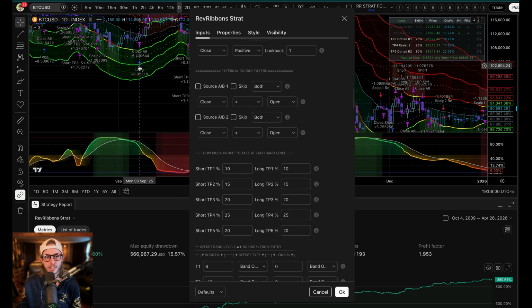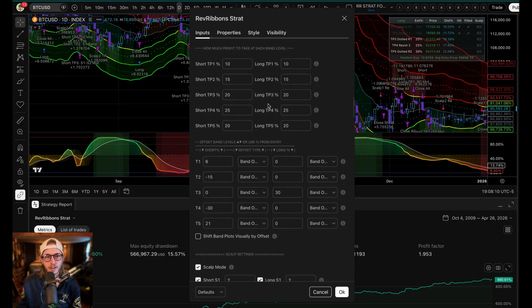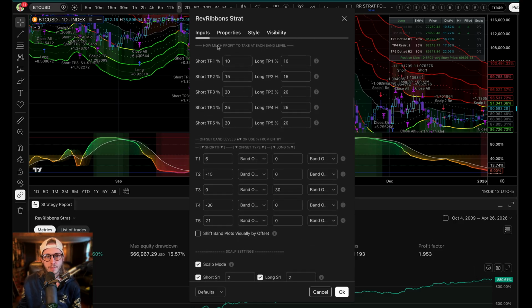So you'll very fast filter out your trades if you use crossover or cross under, because it only looks at that one bar where it crossed. All right, moving on. How to take profit? How much to take profit at each band level?